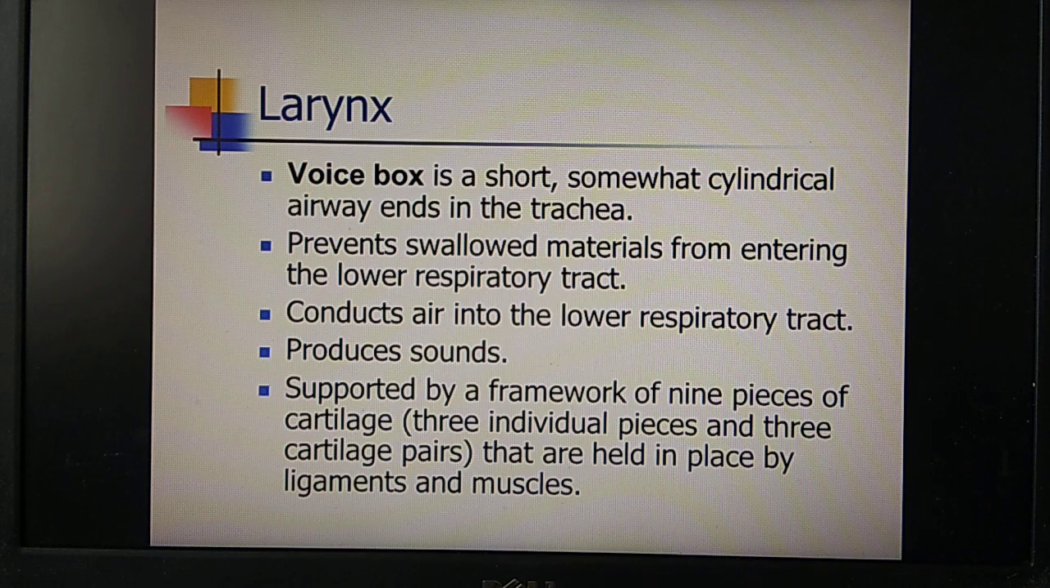It produces sound, so it is called a voice box, and it is supported by a framework of 9 pieces of cartilage, that is 3 individual pieces and 3 cartilage pairs. Because of this cartilage support, the larynx can show very good movement and vibration that helps in the production of the voice, and these are held in place by ligaments and muscles.